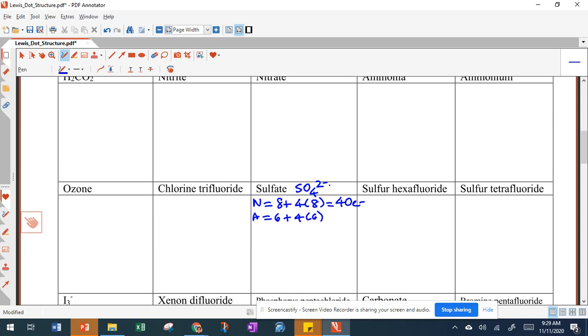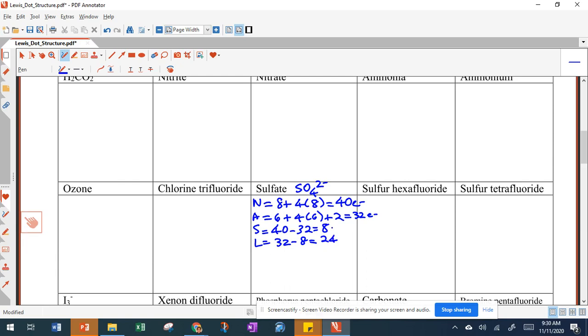And now we're going to take into account this charge. This tells us we have 2 extra electrons available for our structure. So this gives us 32 electrons total. Now the shared is going to be the same. We take 40 minus 32, which gives us 8. And the lone will be the available minus the shared. So that would be 32 minus 8, which gives us 24 electrons.